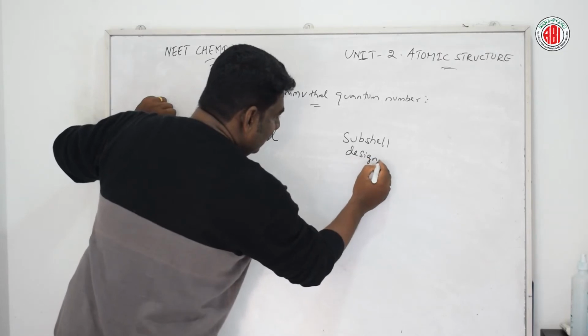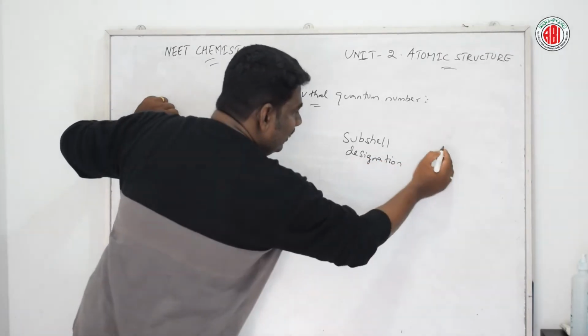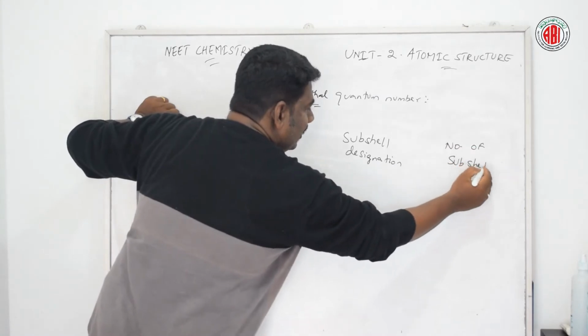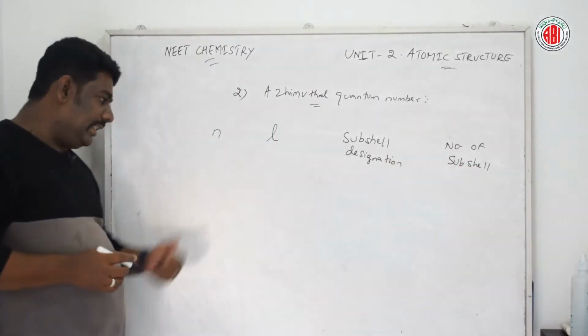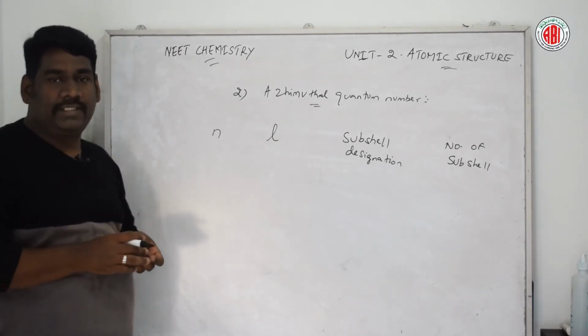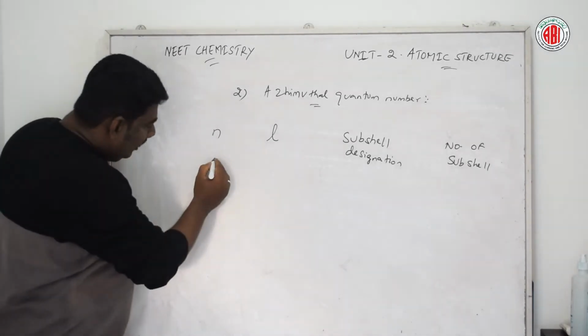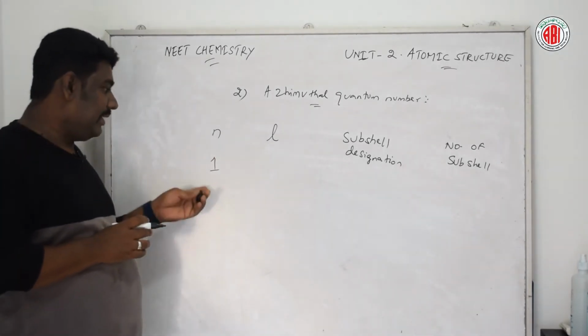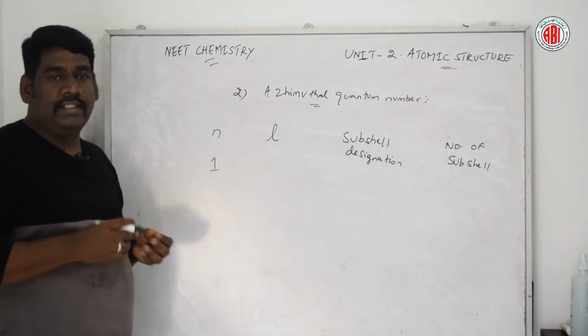Designation, and the number of subshells present. Let us see in each level, one by one, how many subshells are present. So talking about the n value that is 1, that is nothing but what?